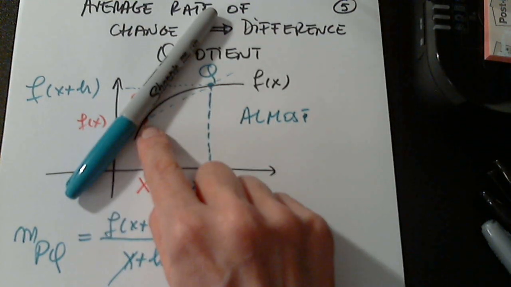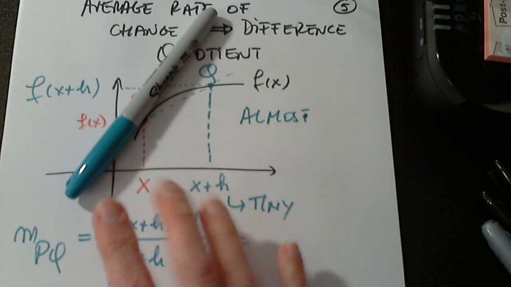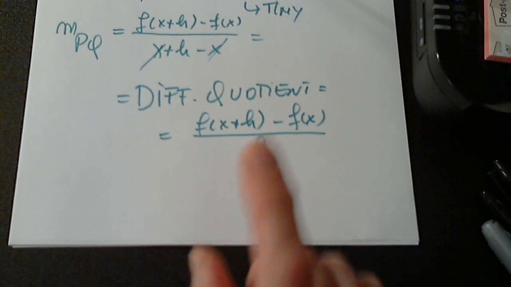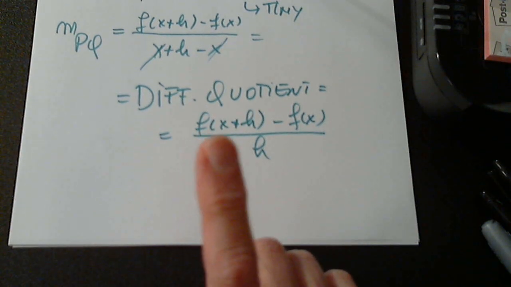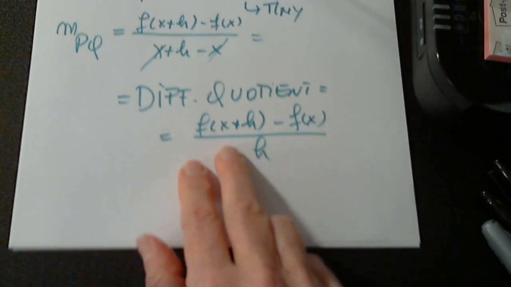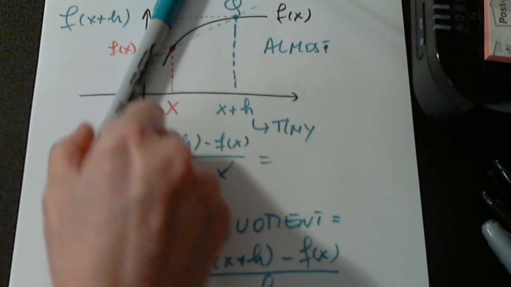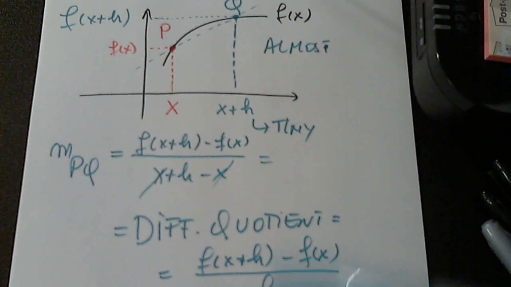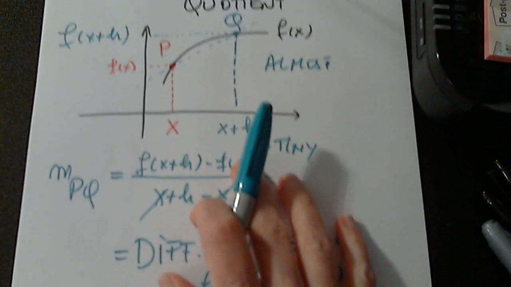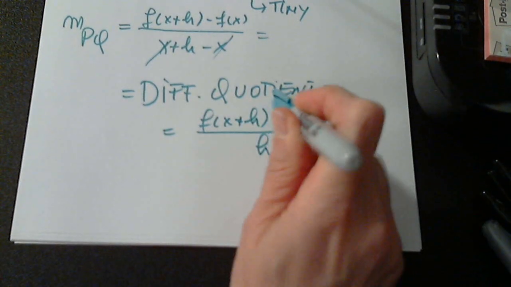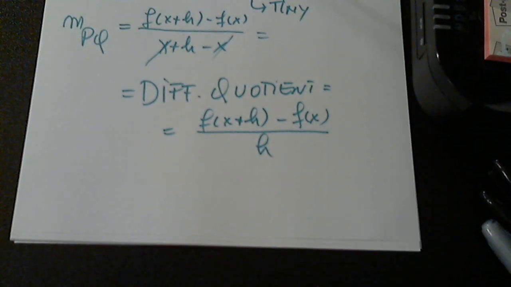So because the points are so close to each other, this is still a rate of change, but it's almost, not quite, the instantaneous rate of change. Almost, not quite, the slope of the tangent line at this point. Okay? In this class, we are concerned with finding and simplifying the difference quotient for several functions.